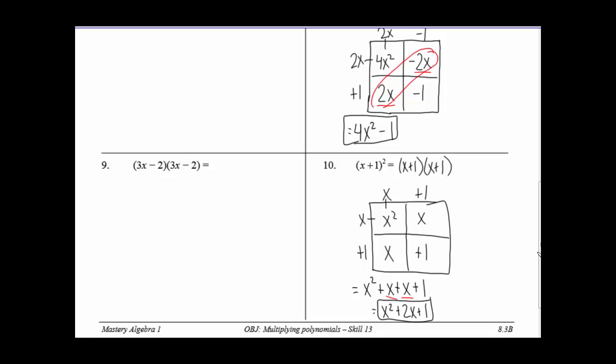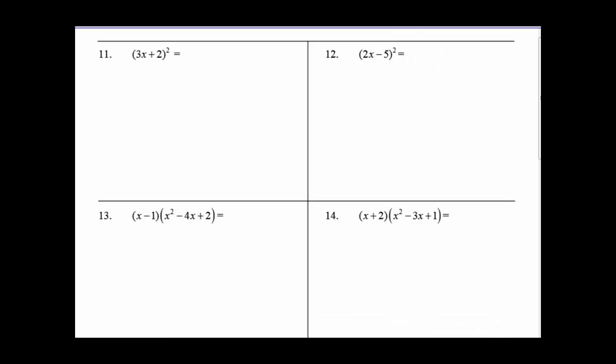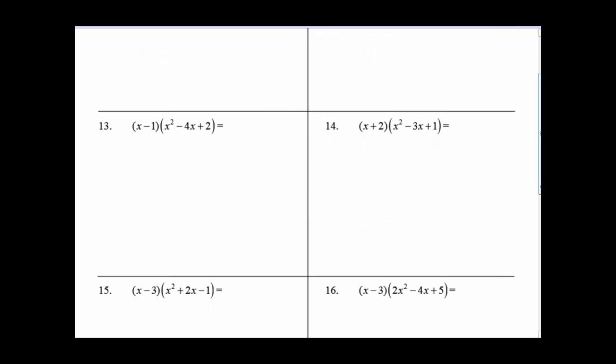All right, go ahead and flip to the last page. We're going to do a couple more together. So number 13. If we look at what's different on this one, now I have x minus 1 times x squared minus 4x plus 2. So instead of having a binomial times a binomial, now I have a binomial times a trinomial.